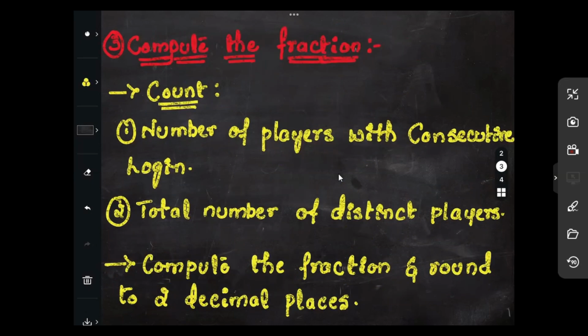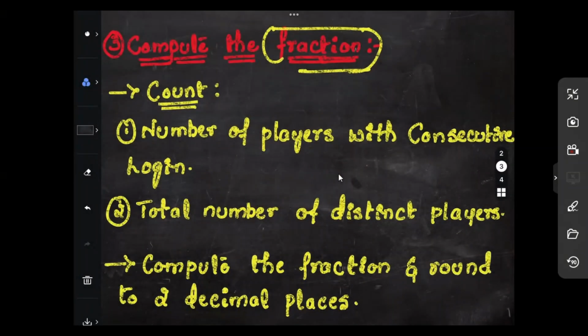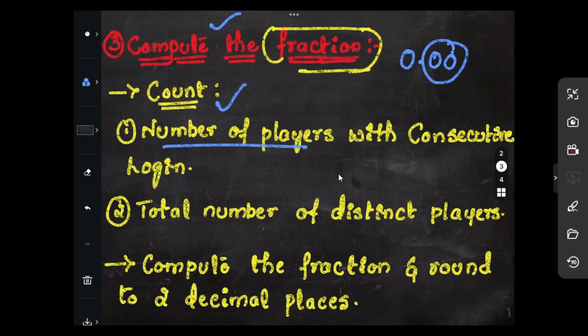So let's move on with the third step here. We need to compute the fraction in this case. Why do we need to compute the fraction? They have clearly mentioned we have to round off to 2 decimal places, right? So first we need to count, then calculate, and then round off to 2 decimal places. These two things we have to do. So let's go with computing the fraction here. First, we are counting the number of players with consecutive logins.